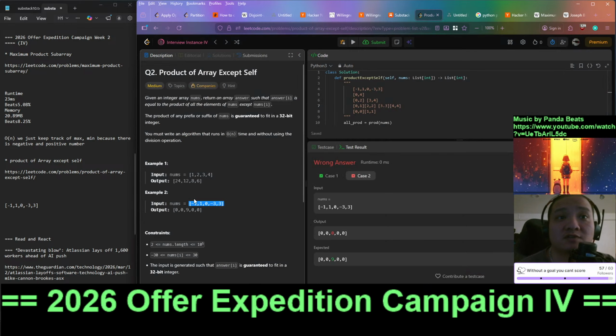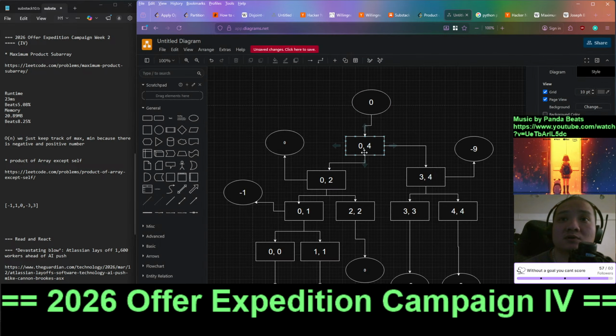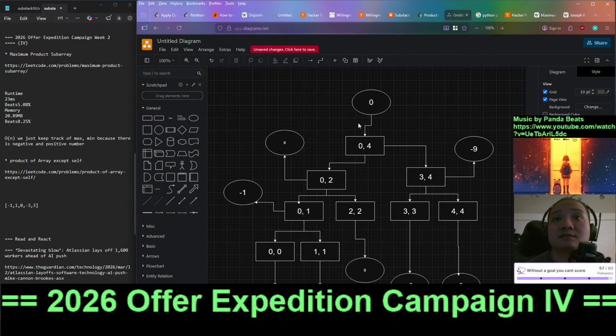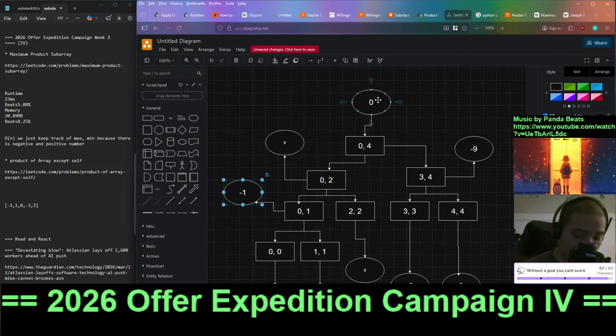So now that was that. Every time we want to reach for a number, let's say we are at 0, 1, 2, right? So we want to search for 0 to 1 and 3 to 4, right? And we multiply them together. So 0 to 1, negative 1, 3 to 4, 9, multiply them together is 9, right?